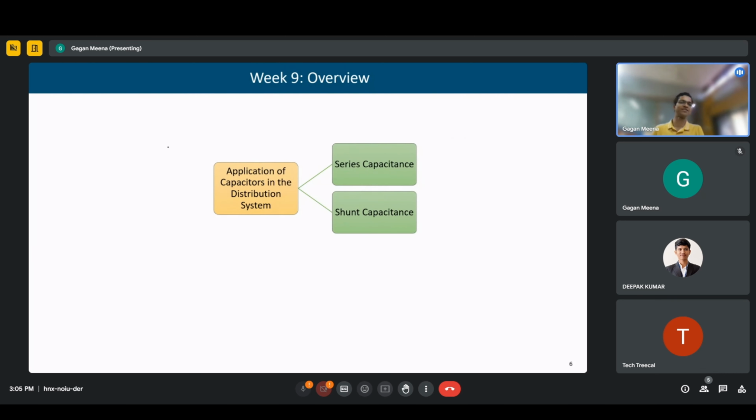So I was saying that we started with week 8 itself. In week 8, the last two lectures or 1.5 lectures were on the application of capacitance in the distribution system. I was saying that we can use capacitance in two different configurations, one in series or second one in shunt. So each distribution line that we have is having R and X. And if we add one capacitor in series with this line, then it is R plus J X minus XC.